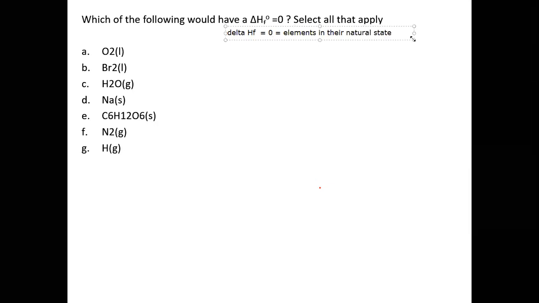So what that means is, for example, fluorine gas, F2 gas, would have a heat of formation equal to 0. And that's because, again, heats of formation are derived from elements in their natural state. So for example, the heat of formation of CO2 gas is derived from this equation.